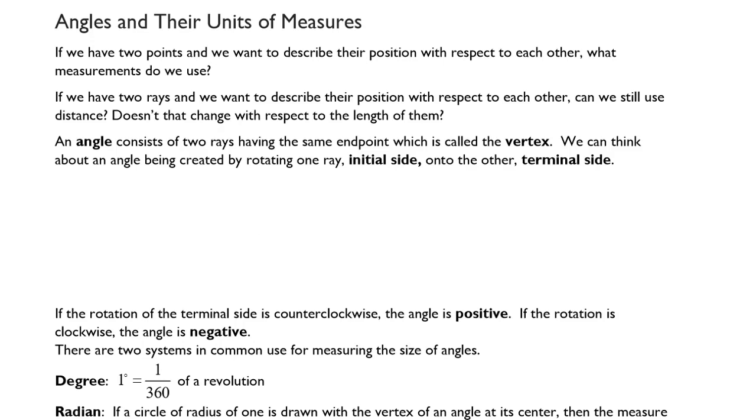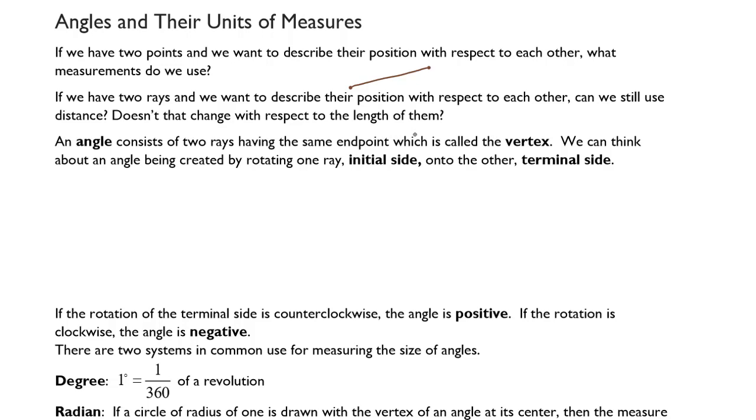If we have 2 points and we want to describe their position with respect to each other, what measurements do we use? Well, usually we'd use something like the distance formula, where you look for the distance between 2 points. If we have 2 rays and we want to describe their position with respect to each other, can we still use the distance formula? Does that change with respect to the length?